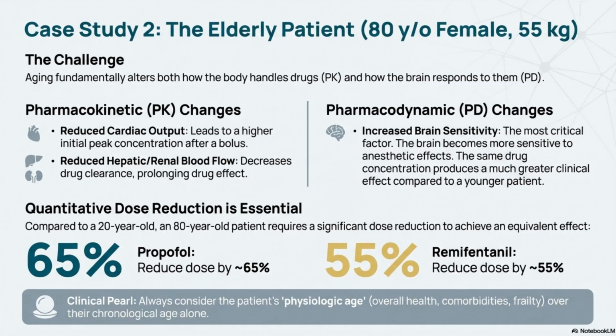An 80-year-old marathon runner is going to handle a drug very differently than a frail, sedentary 80-year-old with multiple comorbidities. So you're titrating to their overall health status, their cardiovascular function, their exercise tolerance. That's what guides the dose reduction, much more than the date on their birth certificate.